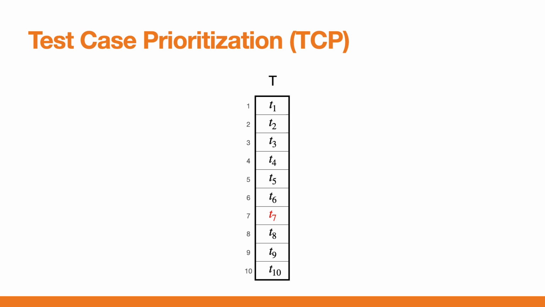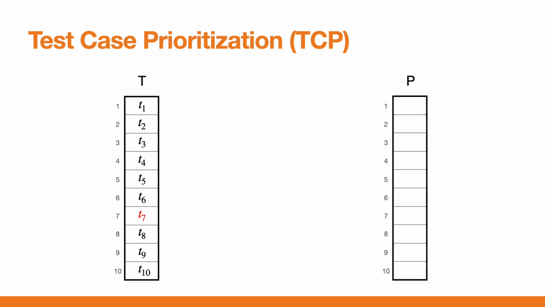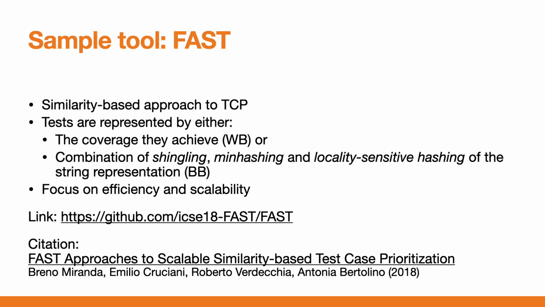So here we have another illustration. So we have again the same test suite, and we want to prioritize it. So we still maintain the same 10 test cases, but in this case it's rearranged in a way that test 7, which is the failing test in this case, is at position 5 now. So it's going to be detected a bit sooner than it would have been in the normal test suite. And the tool we are using for that is called FAST.